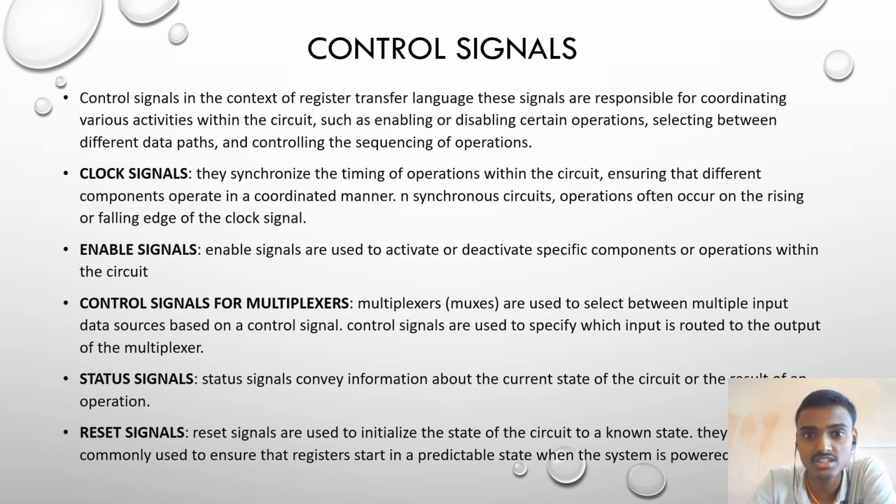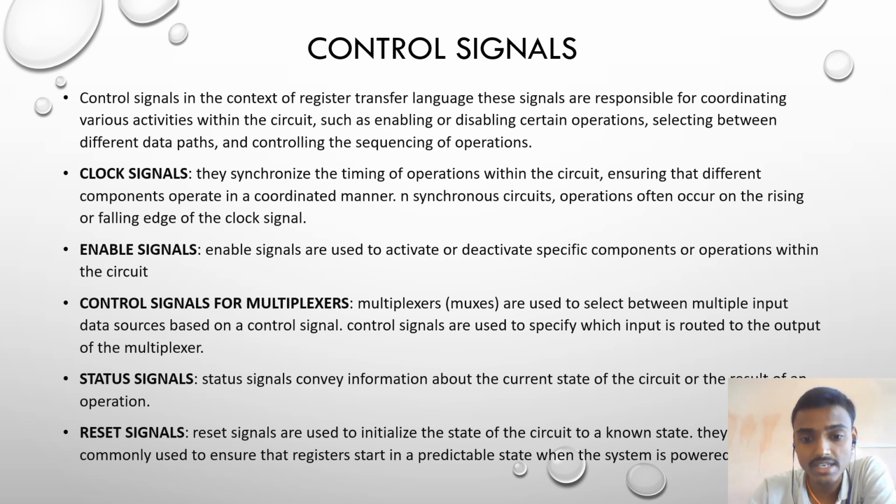To perform an operation, say in flip flops, JK flip flops, we use a signal called the enable signal or enable pin. Because of this enable signal, they are going to activate or deactivate specific components or operations within the circuits. Control signal for multiplexers.